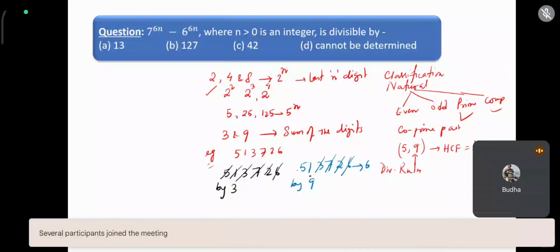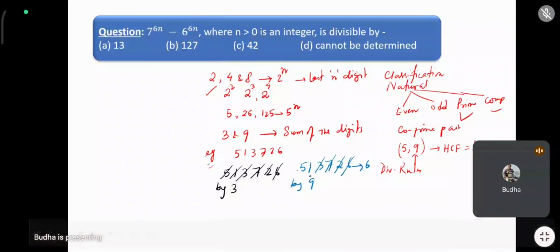So the rule was, if I have a number something like this, 7 1... Sir, your voice is not clear. Sir, the audio is not coming properly. So it's still breaking. Okay, just give me a second.